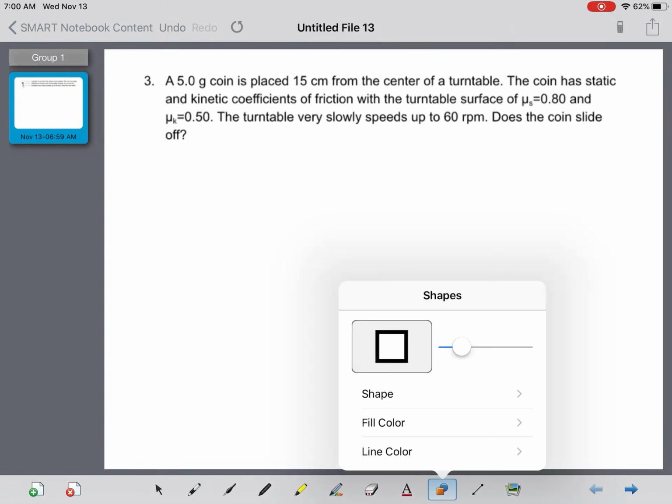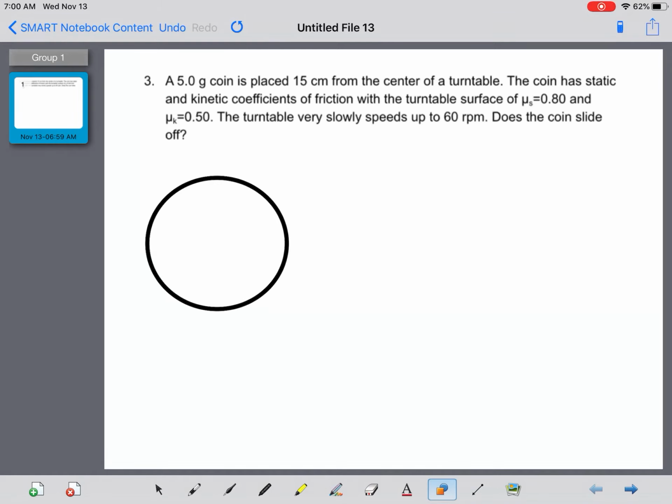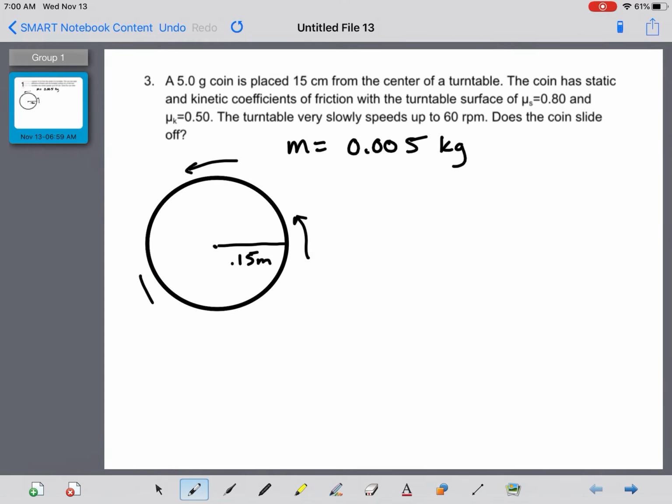We've got a turntable, so we'll draw a little circle in here. On this turntable, we have a radius of 15 centimeters, so I'm going to convert that to meters right off the bat, 0.15 meters. The coin is 5 grams, which is 0.005 kilograms. And this thing is rotating at 60 RPMs, which means we're rotating in the counterclockwise direction.